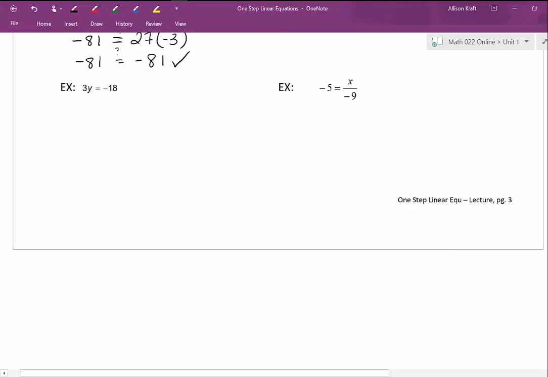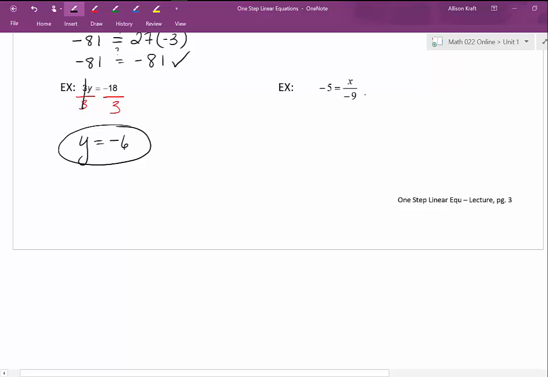To solve 3y equals negative 18, I need to eliminate that multiplication by 3 in front of the y. We're going to perform the opposite operation. We are going to divide by 3, and whatever we do to one side, we make sure to do to the other side. 3 divided by 3 gives me 1y, and negative 18 divided by 3 is negative 6. Y equals negative 6.